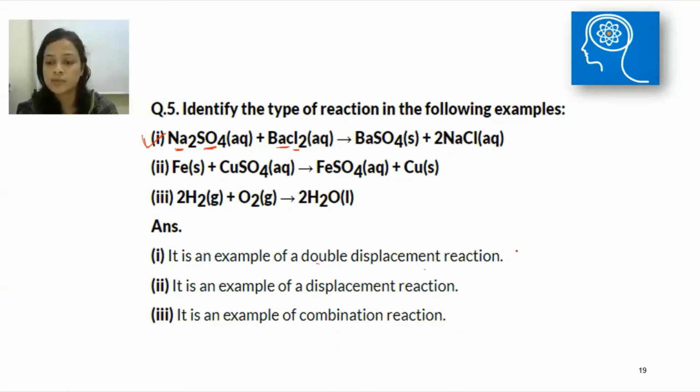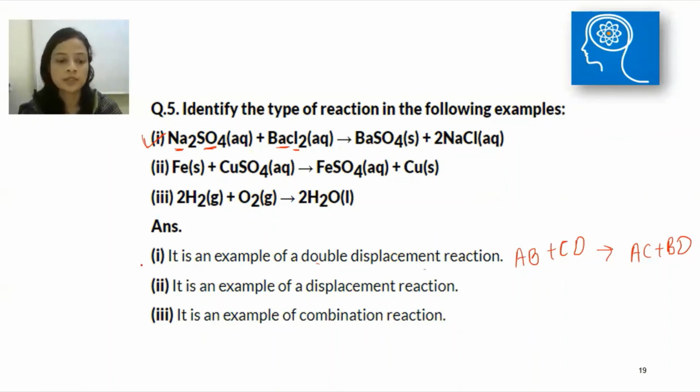What is a double displacement reaction? AB plus CD gives AC plus BD. Okay, this is double displacement. Now, second, here what happened? Fe and SO4 get combined, which means only one element is displaced. Therefore, it is an example of a single displacement, or simply displacement, reaction.